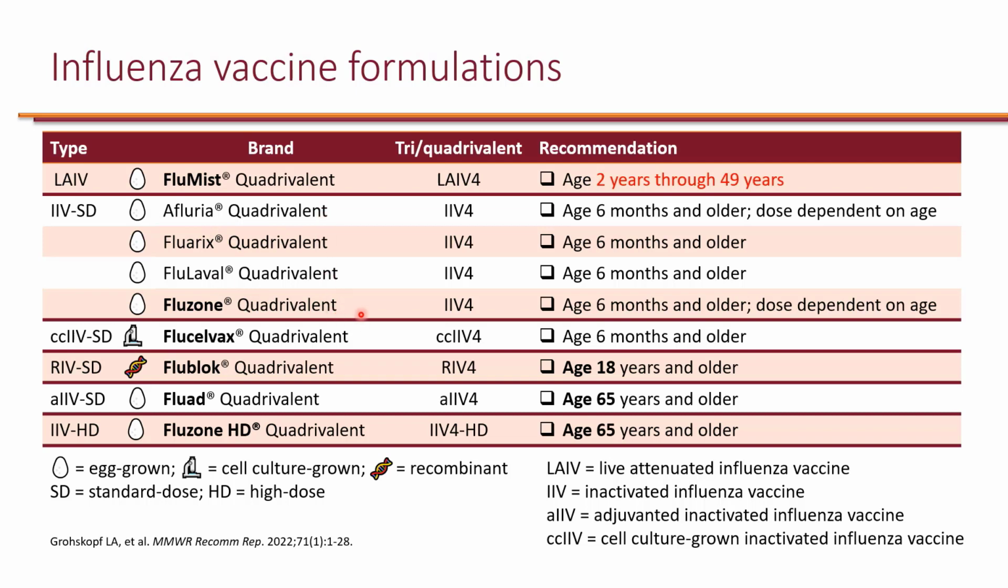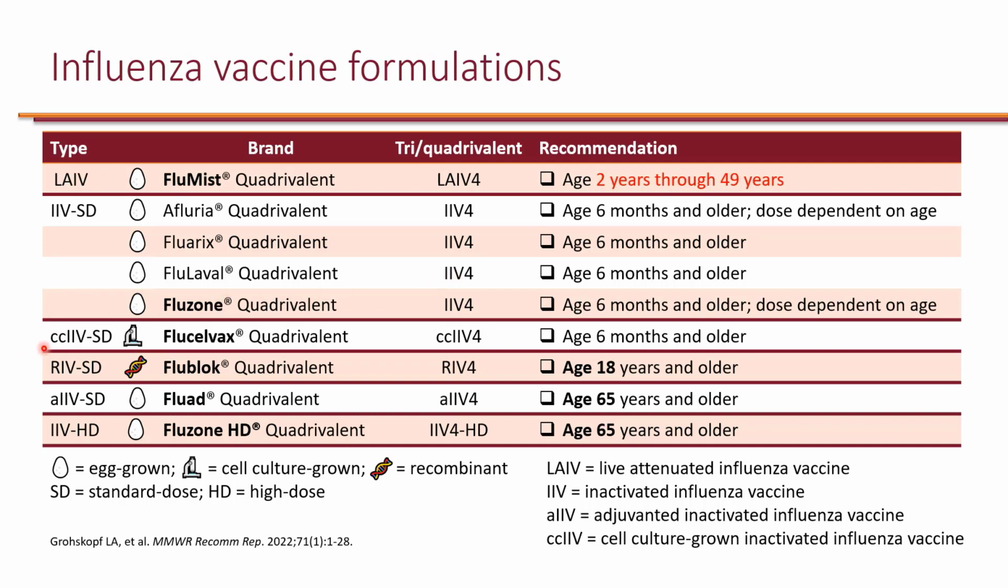Now, these are all IM injections, whereas the FluMist, the live attenuated, is actually a nasal spray. So it's actually helpful for people who are afraid of needles. For these inactivated influenza vaccines, essentially all of them are quadrivalent. So when you see the number 4, it means quadrivalent. As I mentioned earlier, we only have quadrivalent available on the market nowadays.